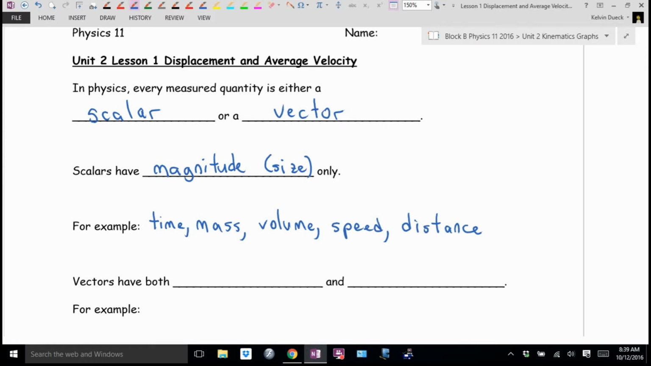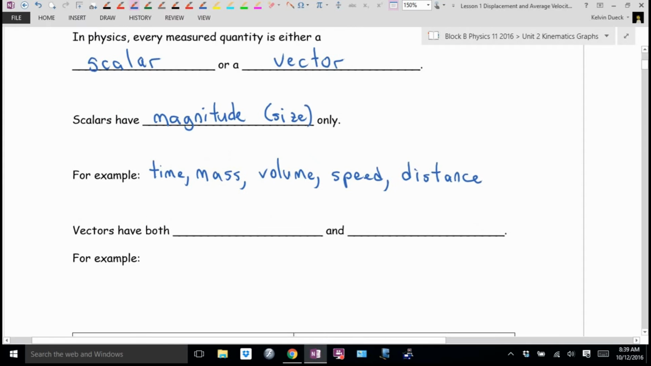Vectors have both magnitude, they have size, but they also have, Rylan? Direction. Thank you. And that direction becomes very important next year in Physics 12. This year in Physics 11, we're almost always going to keep everything in a nice straight line. And so in terms of direction, we'll usually let to the right be positive and to the left be negative. We'll let up be positive and down be negative.